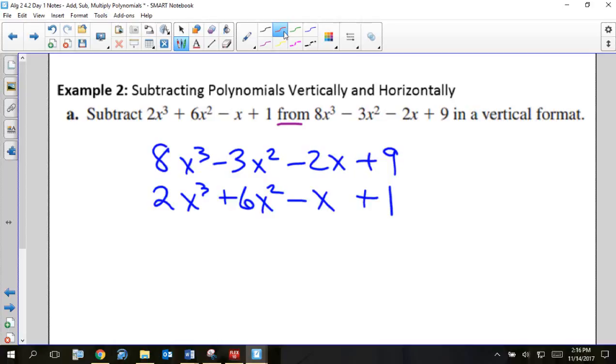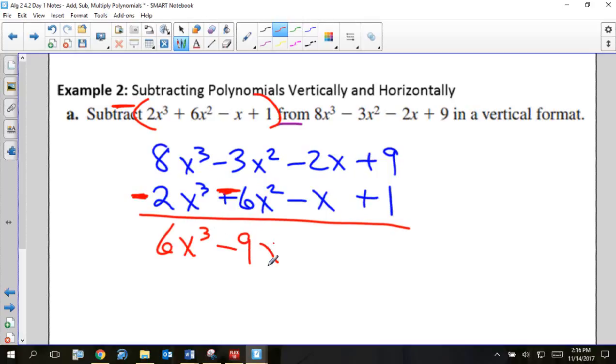Now we are doing subtraction. But when you subtract, you are subtracting the entire polynomial. You are subtracting this whole thing. That means I'm going to subtract each term. I'm going to subtract each one. So I'm going to subtract 8x cubed minus 2x cubed, which is 6x cubed. Then I'm going to take negative 3x squared, and I'm going to subtract 6x squared. So now I have minus 9x squared. I'm going to take 2x, and I'm going to subtract negative x.